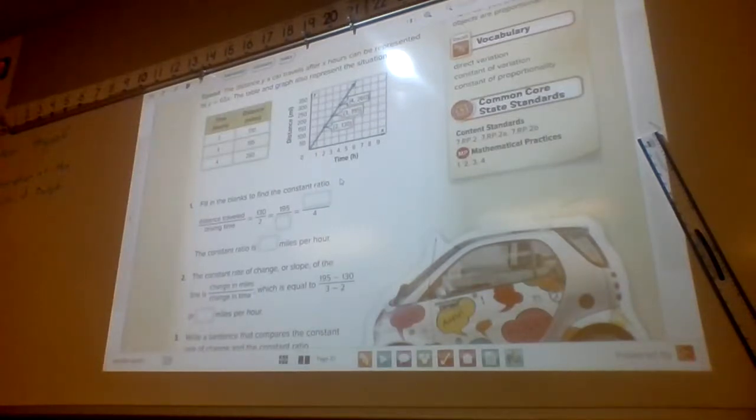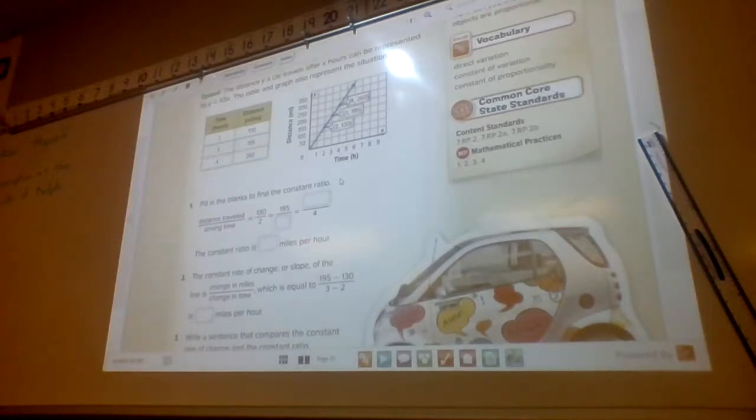All right, speed. The distance y a car travels after x hours can be represented by y equals 65x. The table and graph also represent the situation. So I got a question for you. I just said it. Let's see if you guys are paying attention. What does y stand for?